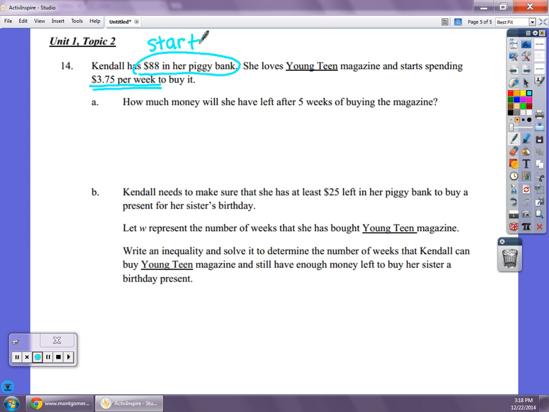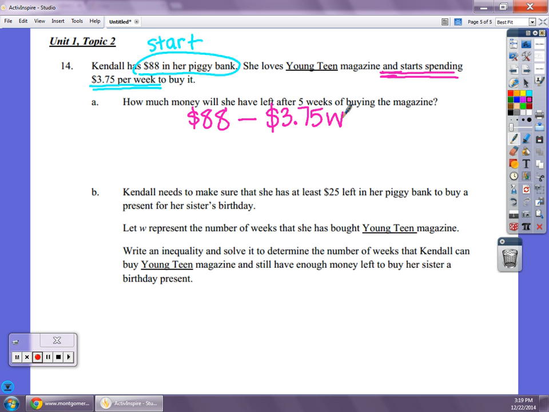So in order to answer question A, let's come up with an expression using those numbers. She has $88 in her bank account, and starts spending $3.75 per week to buy it. Now, here's the thing. In this case, she's spending that money. So what's really going to happen here is she's losing money from her bank account, right? When we spend money, it goes down. So this is actually going to be a case where that is a negative number. It's going to be $3.75 per week. So there's our expression.